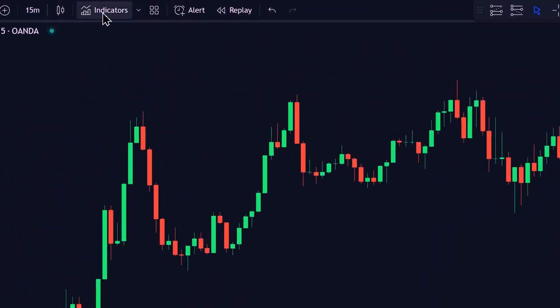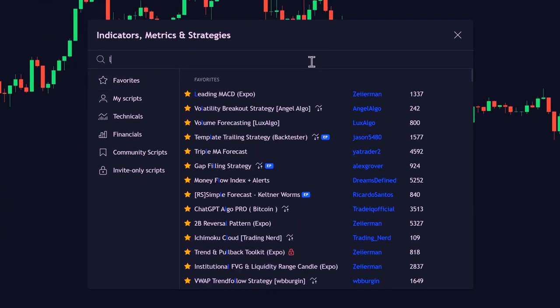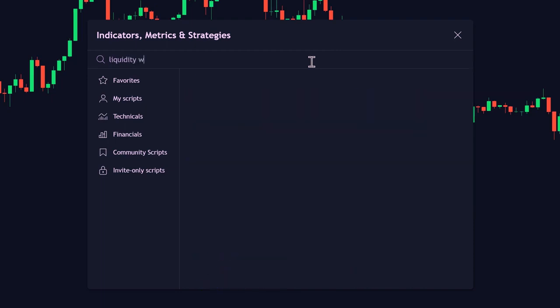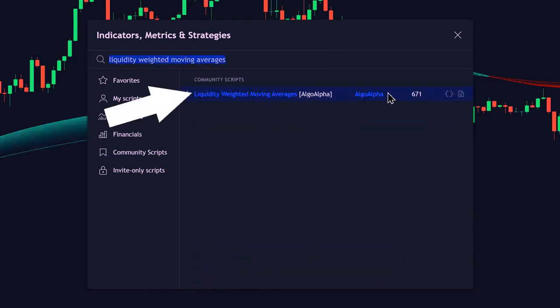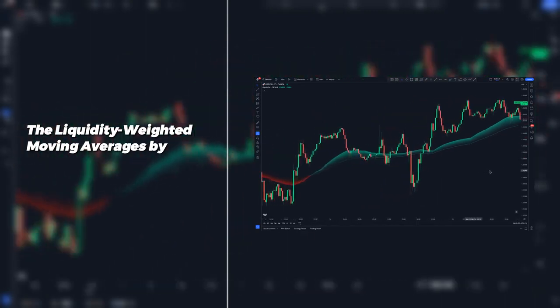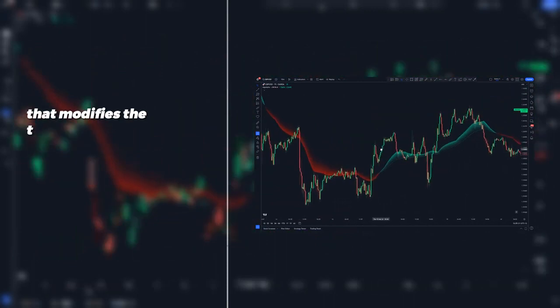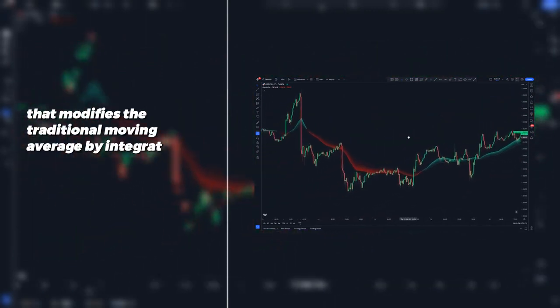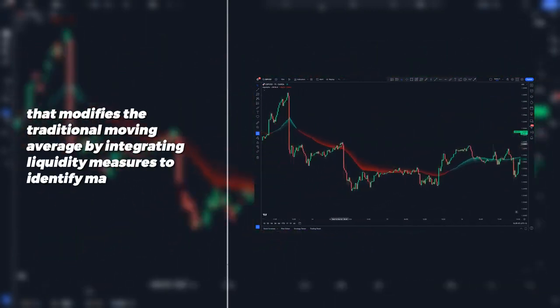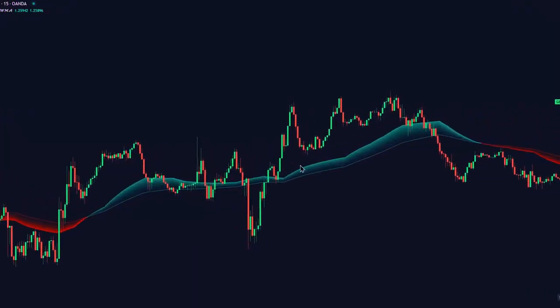Then click on Indicators. Once you're inside the Indicator search tab, you wanna search for the indicator called Liquidity Weighted Moving Averages. And you're gonna select this one, created by Algo Alpha. Now, the Liquidity Weighted Moving Averages by Algo Alpha is an advanced technical analysis tool that modifies the traditional moving average by integrating liquidity measures to identify market trends more effectively. Here is a breakdown of its key components and functionality.